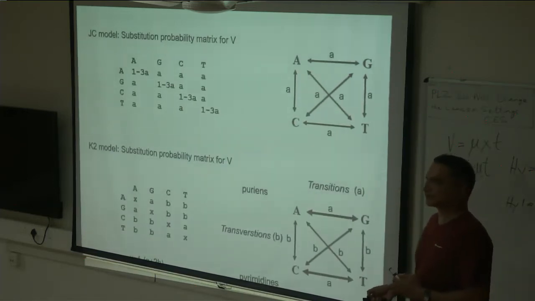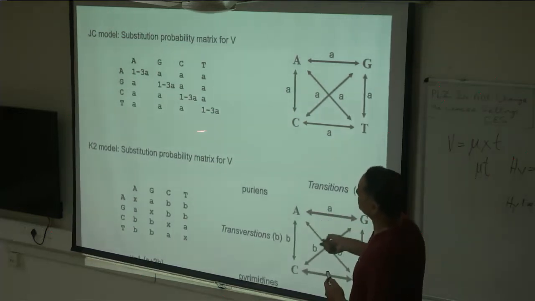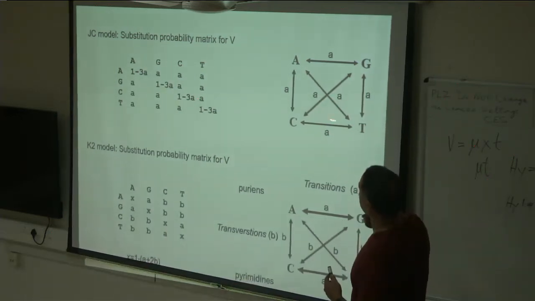So let's just quickly go over some of the models, right? So what we used was Jukes-Cantor. All these changes are equally likely.